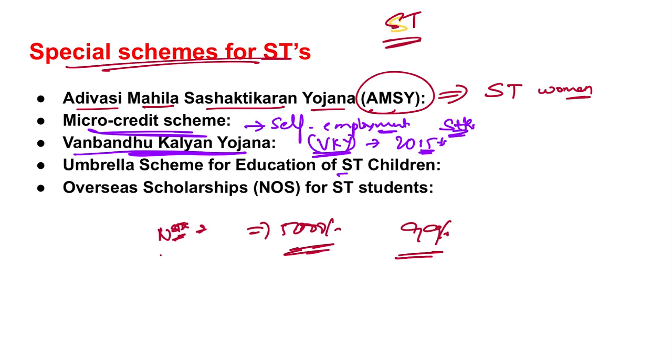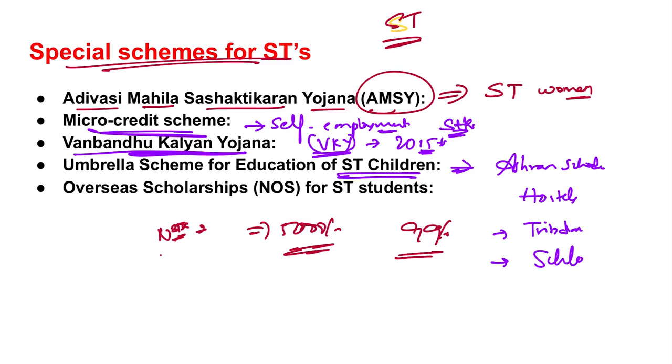Umbrella scheme for education of scheduled tribe children. The objective is providing adequate educational infrastructure for scheduled tribes, and incentive for education for scheduled tribe children through scholarships. In this proposed umbrella scheme, the schemes have merged with establishing and strengthening of ashram schools, and it establishes and strengthens hostels. It gives vocational training in tribal areas, and post-matric and pre-matric scholarships are also given to scheduled tribe students.